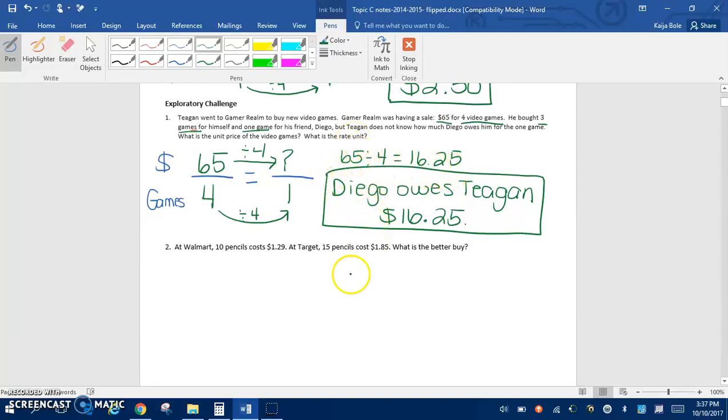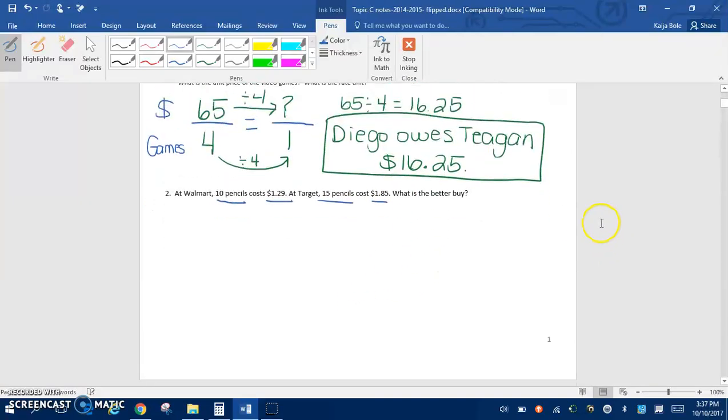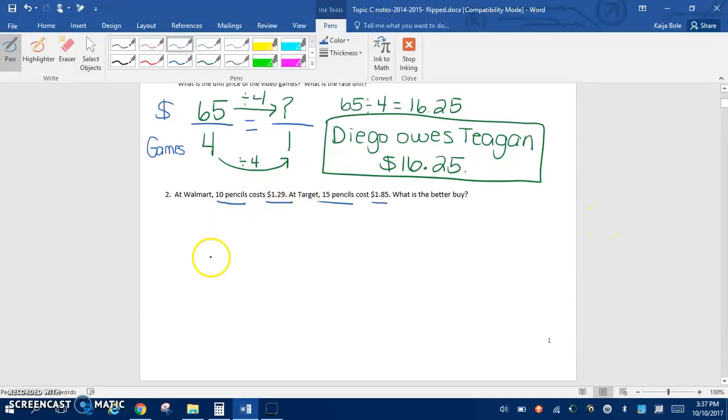Number 2 says at Walmart, 10 pencils cost $1.29, and at Target, 15 pencils cost $1.85. Now they're asking us who has the better buy. This is something your parents probably do when they go to the store all the time. They're trying to figure out which one's the better deal. So we are comparing, I'm going to label them, Walmart and Target.